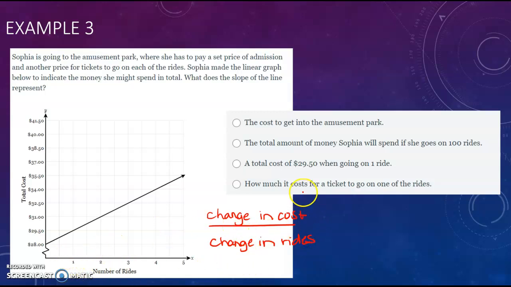Okay, so my slope would be how much it would cost for a ticket to go onto one of the rides, because for each ride, it's the change of that, and it goes up by 1. So one ticket's going to be $29.50. 2 tickets, $31. 3 rides, $32.50.